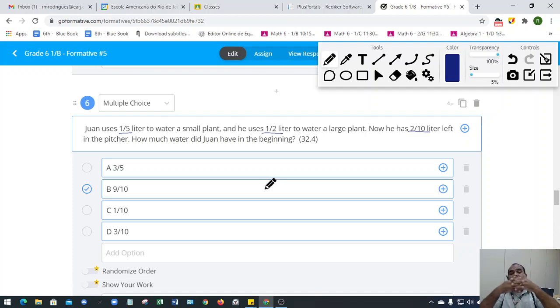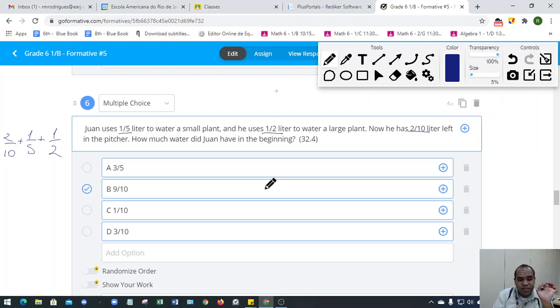Guys, I need to add all those fractions because I have the small plant, the larger plant, and a part that was still in the pitcher. When he finished, I got everything and I have still 2/10 there in the pitcher. Let's add everything right now. We have 2/10 in the pitcher plus 1/5 for the small plant plus a half for the other plant. Great, guys. Pretty simple.